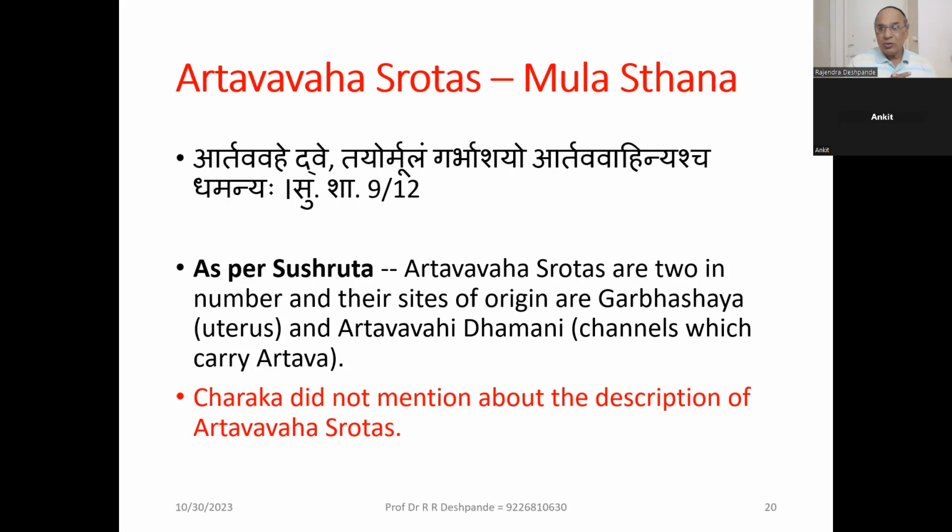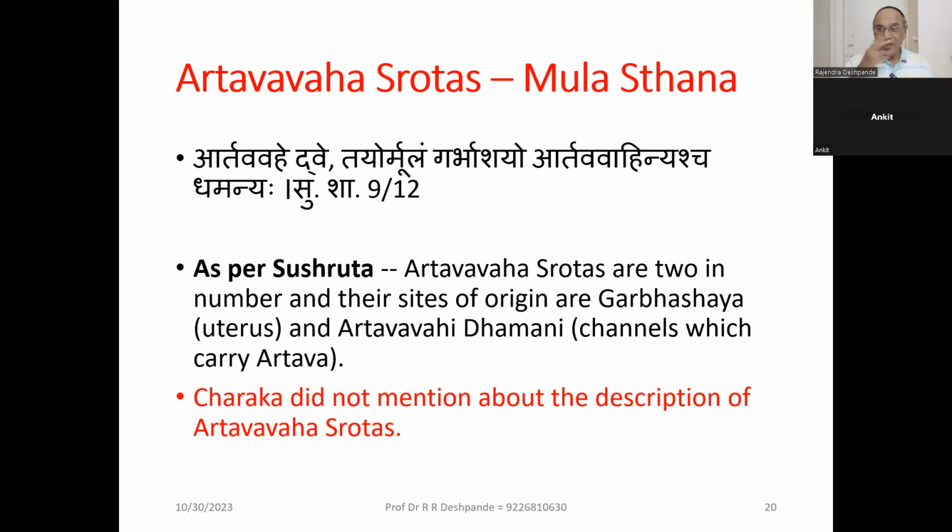So Artavvahasrotas, again, Artavvahe dve Teshaam Mulam Garbhashayo Artavvahinyashcha Dhamanya, says Sushrutacharya. Sushrut says that Artavvahasrotas are 2 in number and their sites of origin are, number 1, Garbhashaya. That is the uterus, most important. You know that. Female reproductive system. Then Artavvahi Dhamani. Artava and Raja.